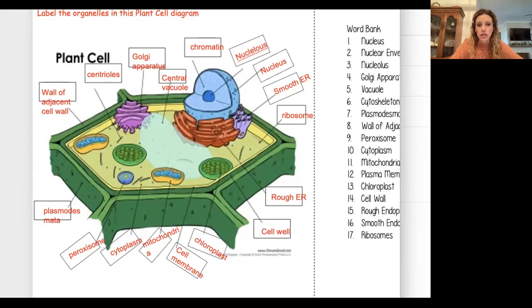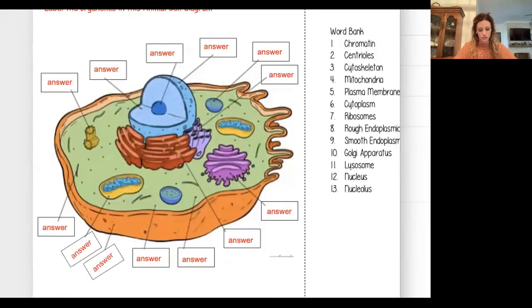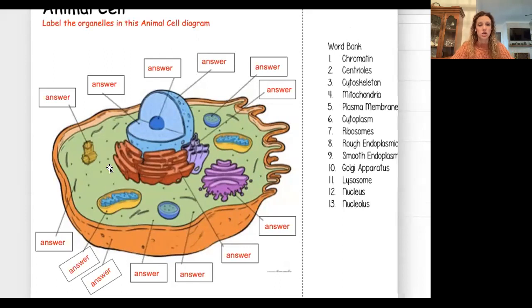Now I'm going to go on to the animal cell. Okay, so this is now page 7 of your interactive notebook. Okay, animal cell. So same thing, let's start with the big blue organelle in the middle. So this is going to be your nucleus. Okay, so then what is the dead center of the nucleus? Your nucleolus.